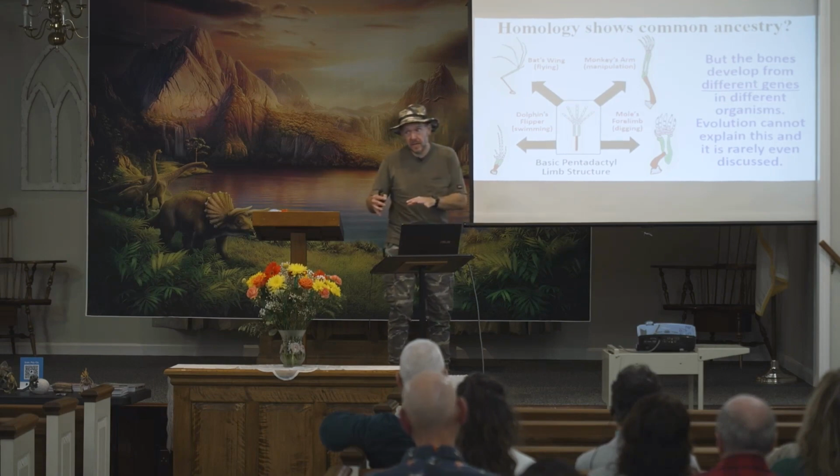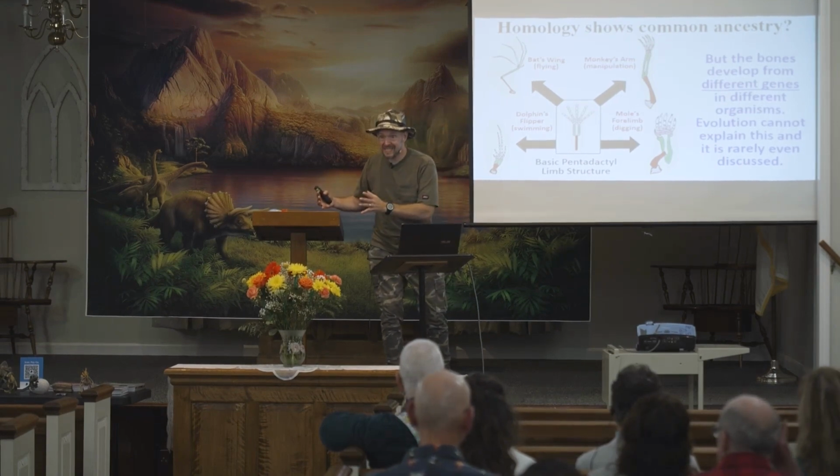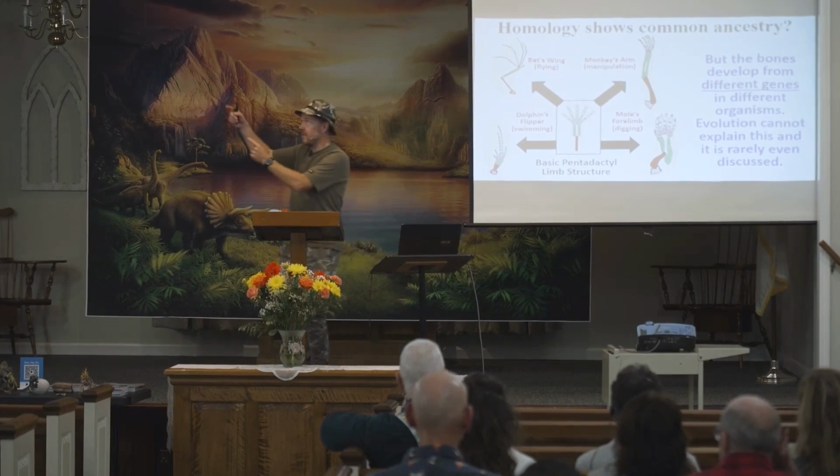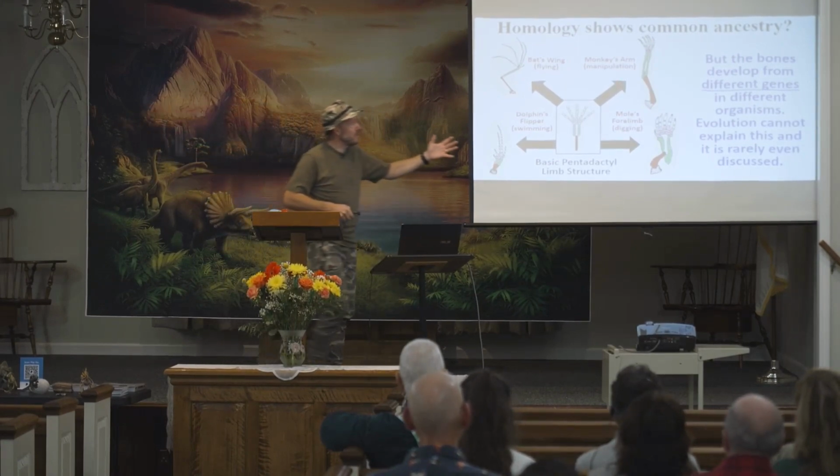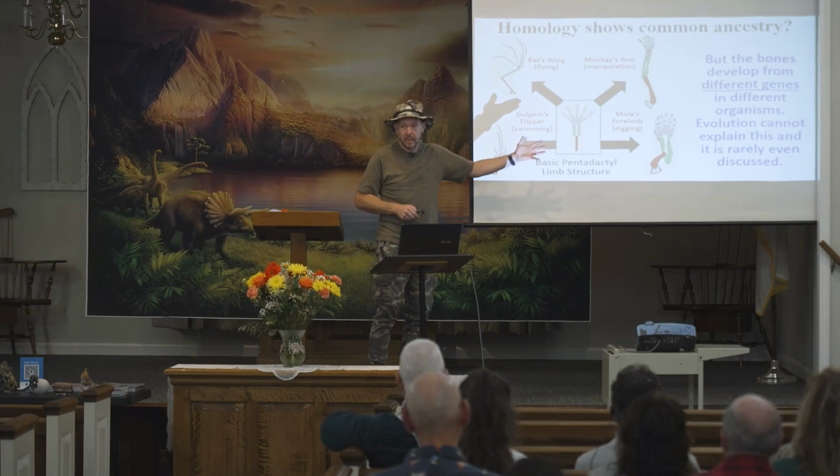Now, there's a big problem in that these develop from different genes in these different organisms. Yes, they all end up with 5 fingers, but they don't all come from the same genes. And if there's anything we should be getting from our common ancestor, it's the genes, right? That's supposedly what, and evolutionists never discuss this. So that's a major problem with it.